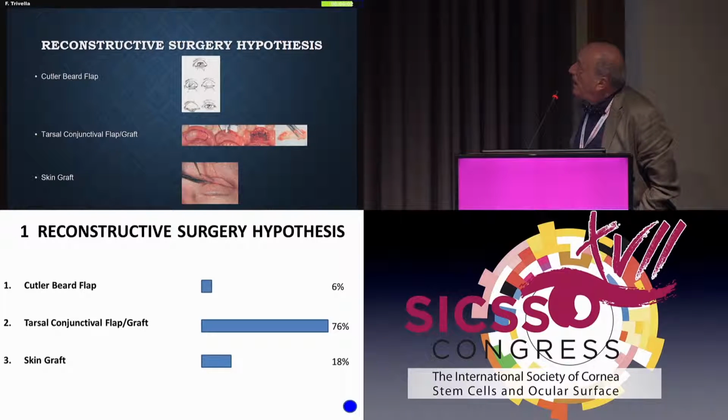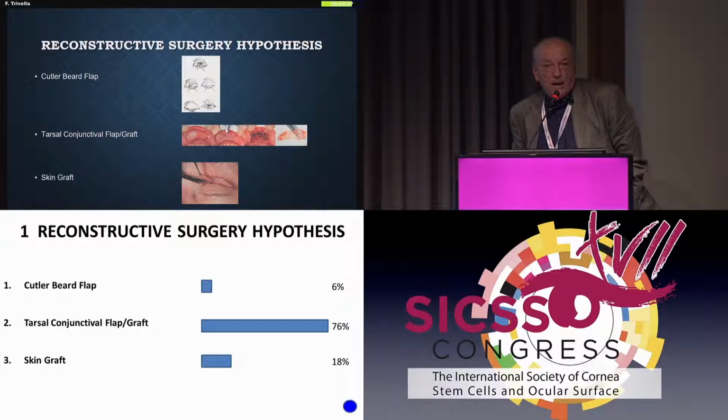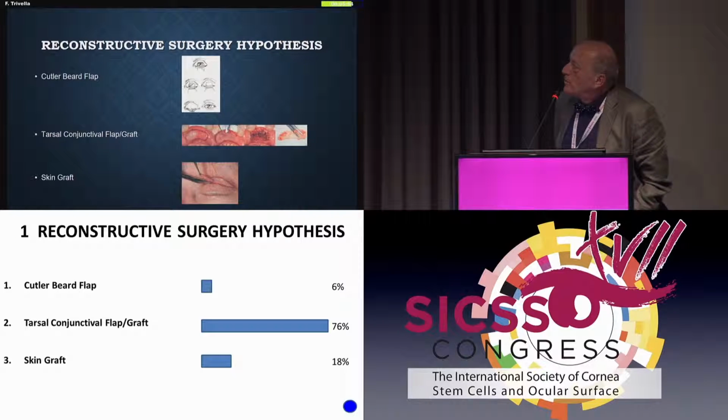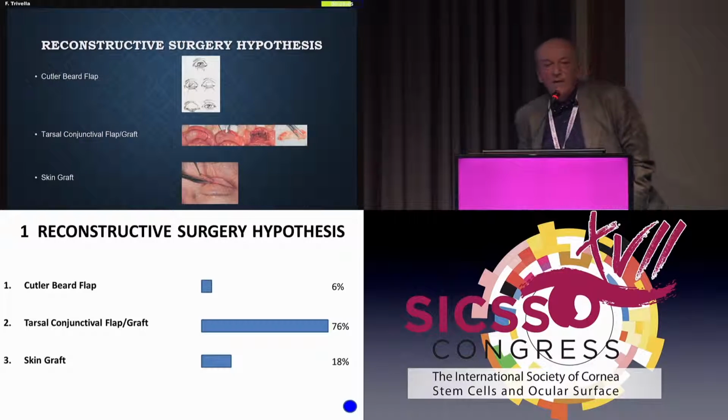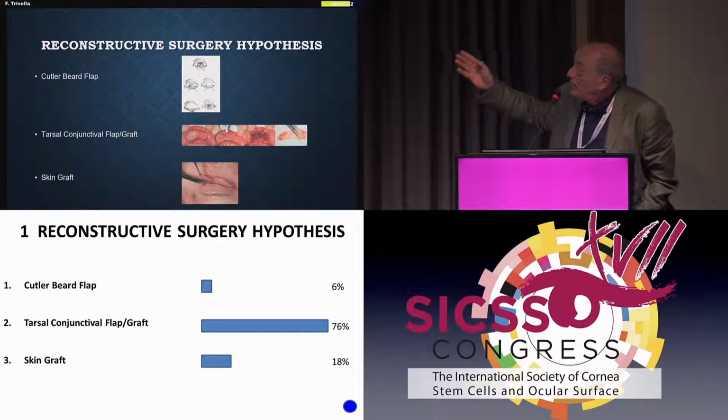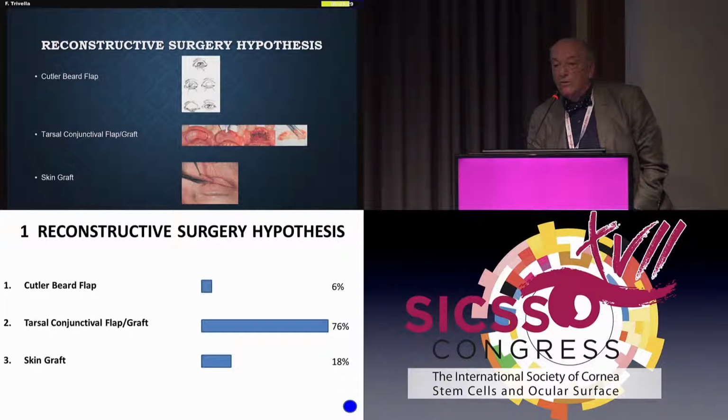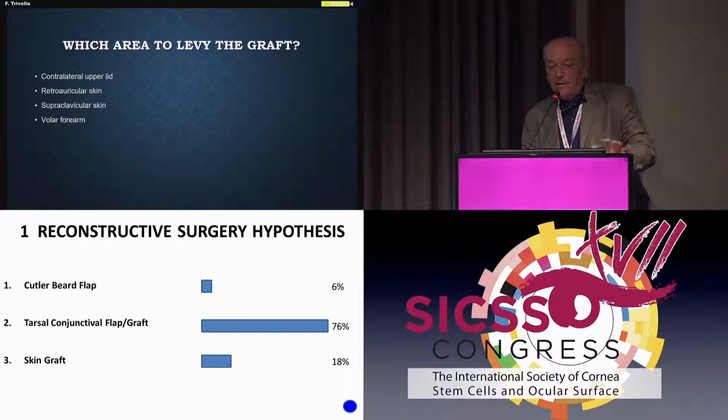Very well. Okay. So the Cutler-Beard flap, certainly not, because it would reconstruct the whole lid and both lid lamellae. So why is it that 76% of you said tarsal conjunctival flap? We said at the beginning that there was no damage on the tarsus. So why do you want to get into the mucosa? There isn't any damage on the tarsus, so no damage to the posterior lamellae. So probably 18% of you is right in saying skin graft. Okay, so it is actually skin graft.